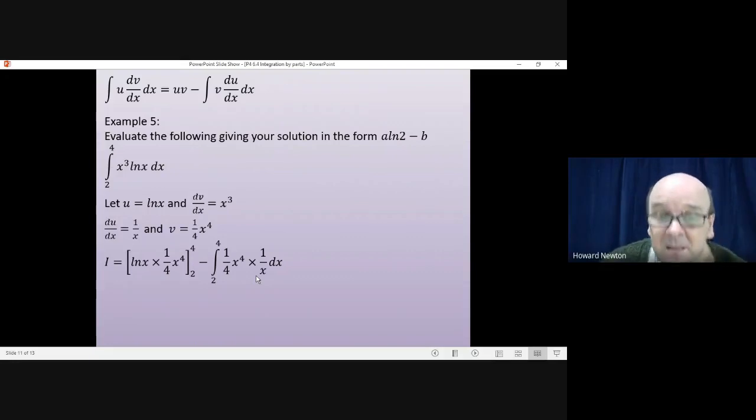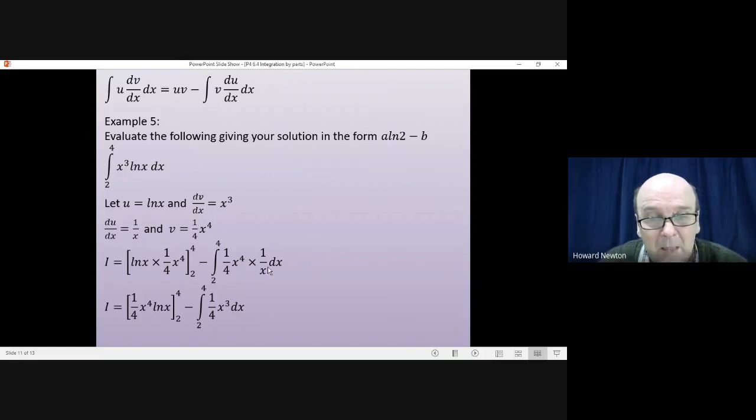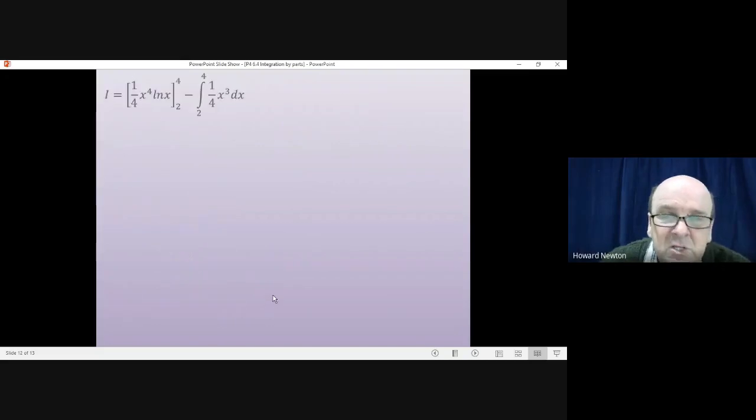The only thing I need to be careful with now is I need to use the limits. So this first expression here, when I substitute in, I get log x times 1/4 x to the 4. I do need to use the limits x equals 2 and x equals 4 for that expression. And then I've got take away this integral with the normal limits still there. Tidying up this here, 1 x cancels from the top and bottom, which gives me the integral of 1/4 x cubed. That's where I've got so far.